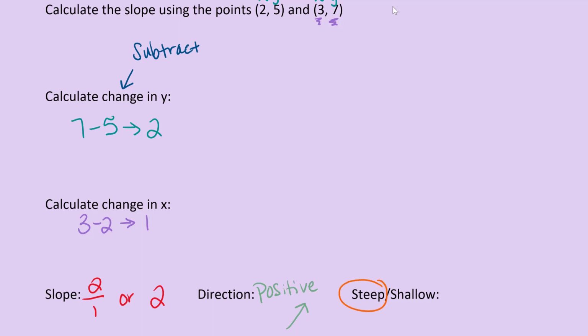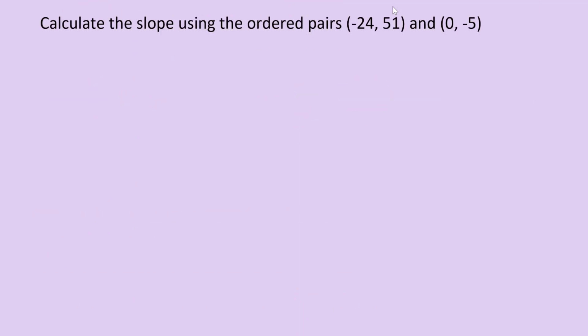All right, let's look at a new problem. This time we're going to calculate the slope using the ordered pairs (-24, 51) and (0, -5). Now, we have the ability to graph these if we want, but let's be honest, graphing (-24, 51) is not exactly something that we want to do.